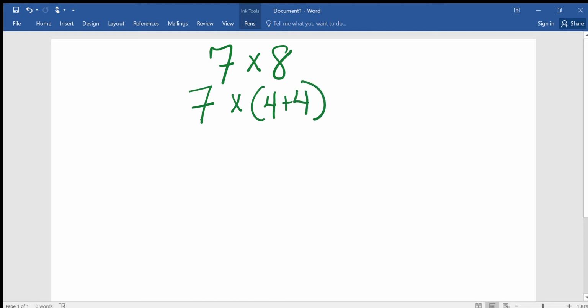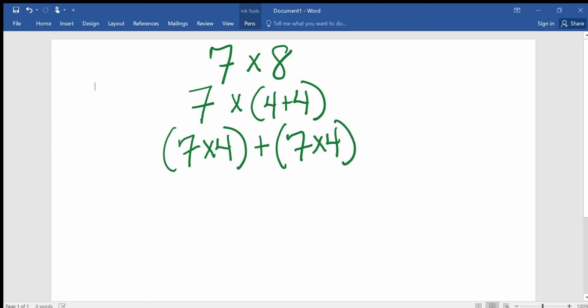Okay? And then we want to distribute that to then have 7 times 4 plus 7 times 4. This is the bonus of using add-ins that are the same number, what we call doubles, because I only have to find the answer of 7 times 4. One problem, and it will be the answer for both of these, okay?